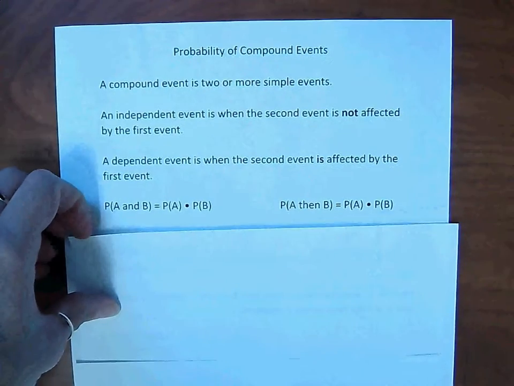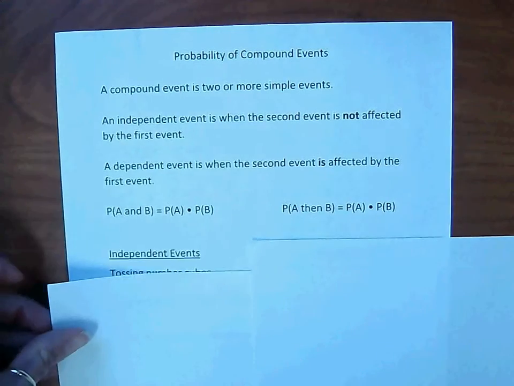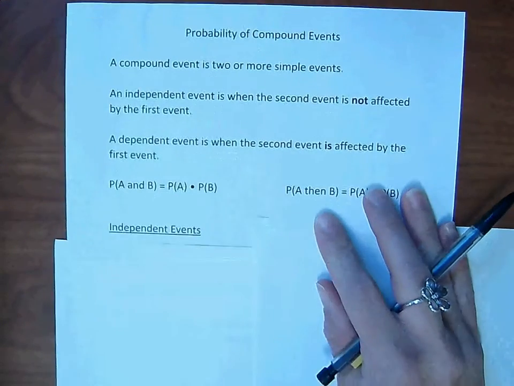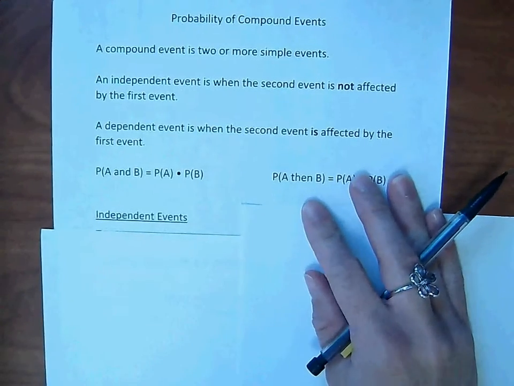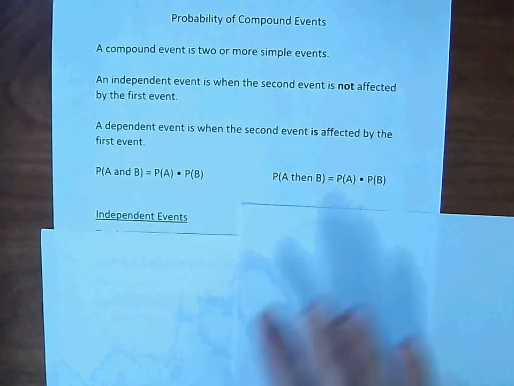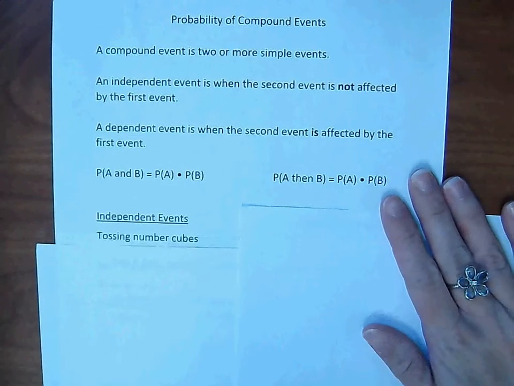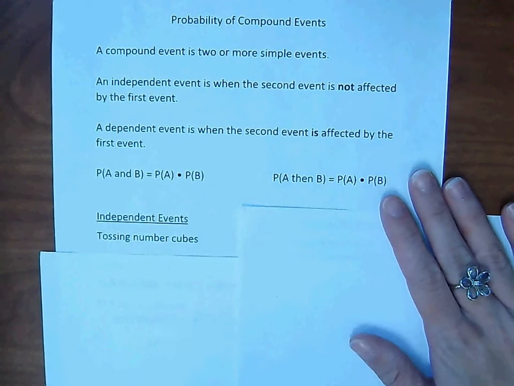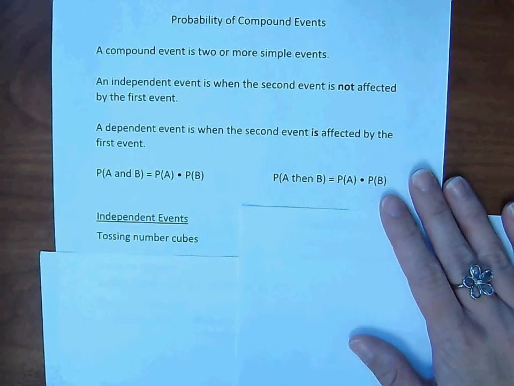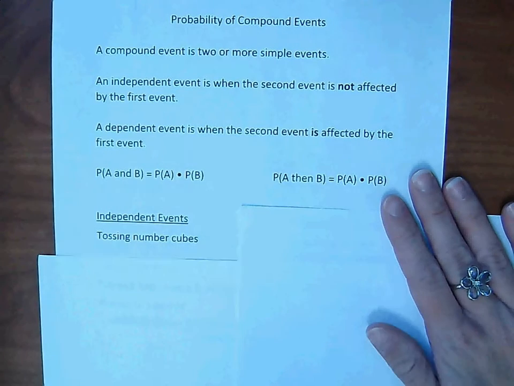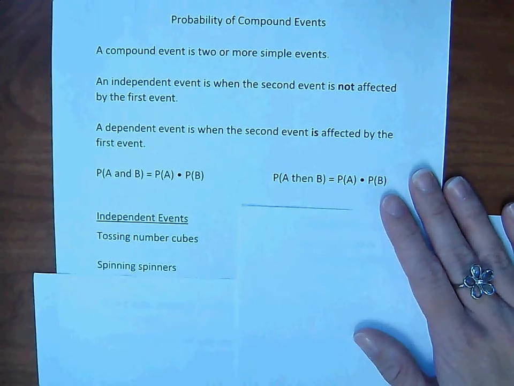So we're going to come up with a cheat sheet of independent events. Remember, independent is when the second event is not affected by the first event. So if you have two number cubes and you toss them, it does not matter what you get on one of the number cubes. It has no effect on what happens on the second number cube. You spin a spinner. Whether you're spinning the same spinner multiple times or you're spinning two different spinners, one spin does not affect the next spin.